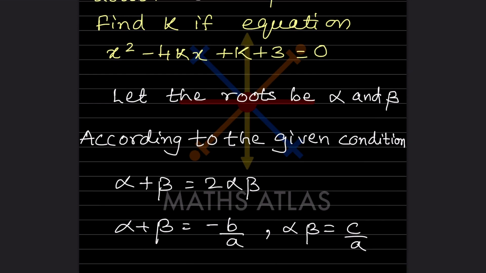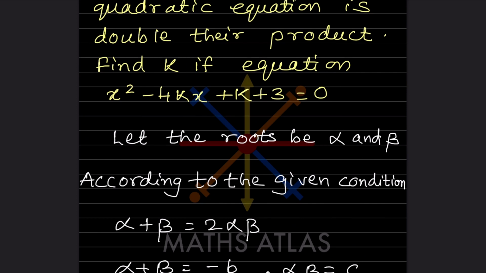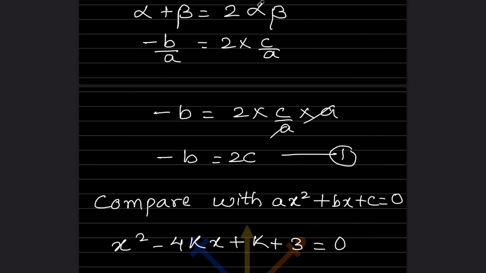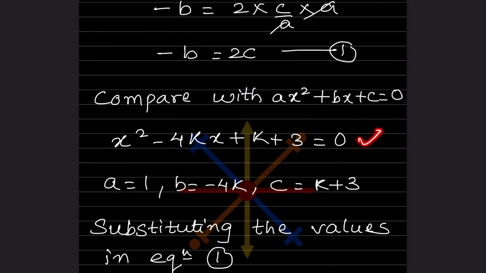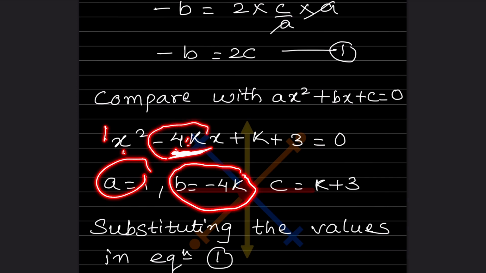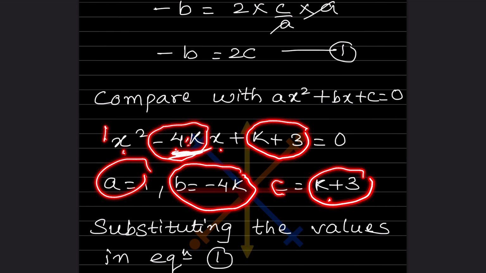Now we have the equation given. We have to find k. In this equation, x square has coefficient 1, so a is 1. The coefficient of x is minus 4, so b is minus 4, because this is x. The remaining part, k plus 3, is the constant, that is c. So c is k plus 3.